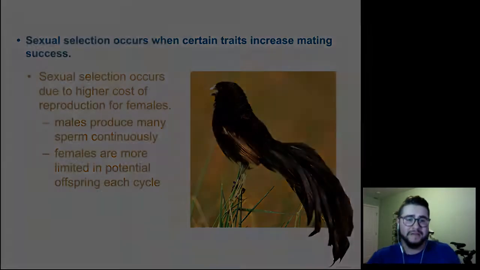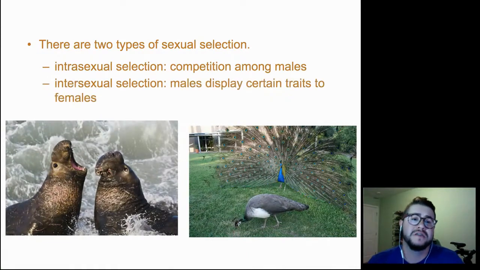Because of that, we have this situation called sexual selection, where you can have situations like these elephant seals, where males will compete amongst themselves for access to the females. That's called intrasexual selection. Males fight, the winner basically gets the chance to mate with the female. That's a little different than intersexual selection, where males display certain traits to try to display their good genes and attractiveness to the females.